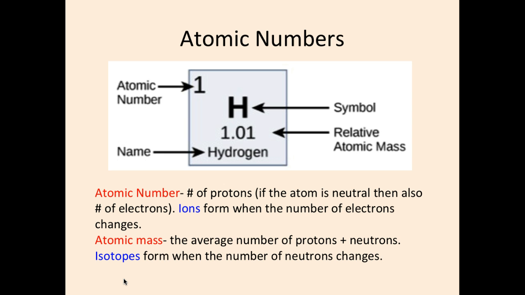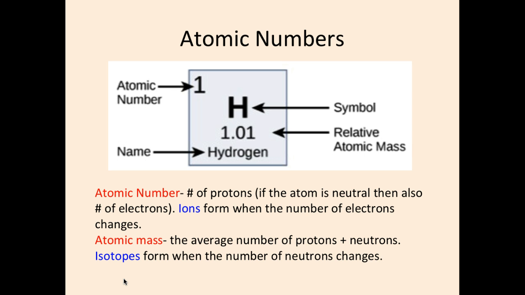When we look at the information about different atoms, this is how each atom will look on a periodic table of the elements. Generally, you'll have the atomic number listed, and that's the number of protons. And of course, if the atom is neutral, if it has the same number of protons and electrons, then that will also be the number of electrons. An ion will form when the number of electrons changes.